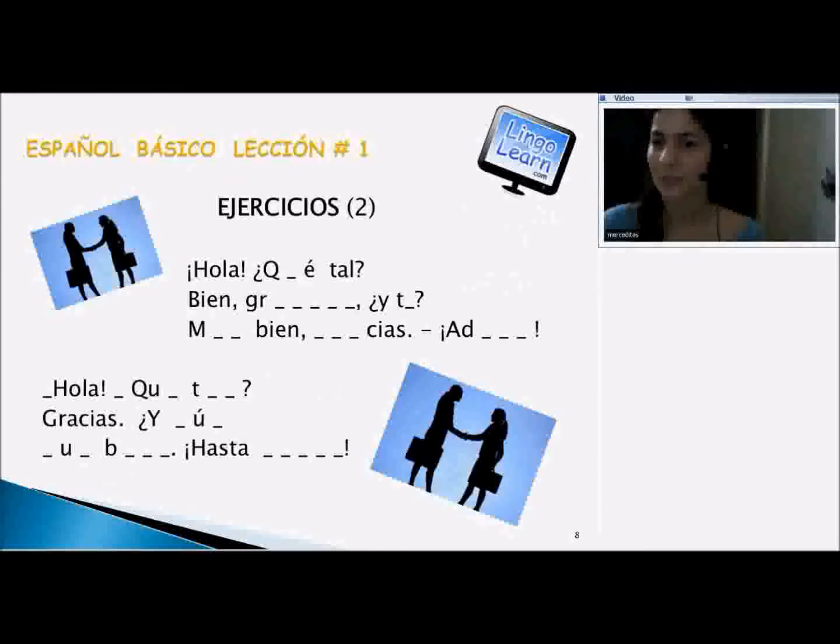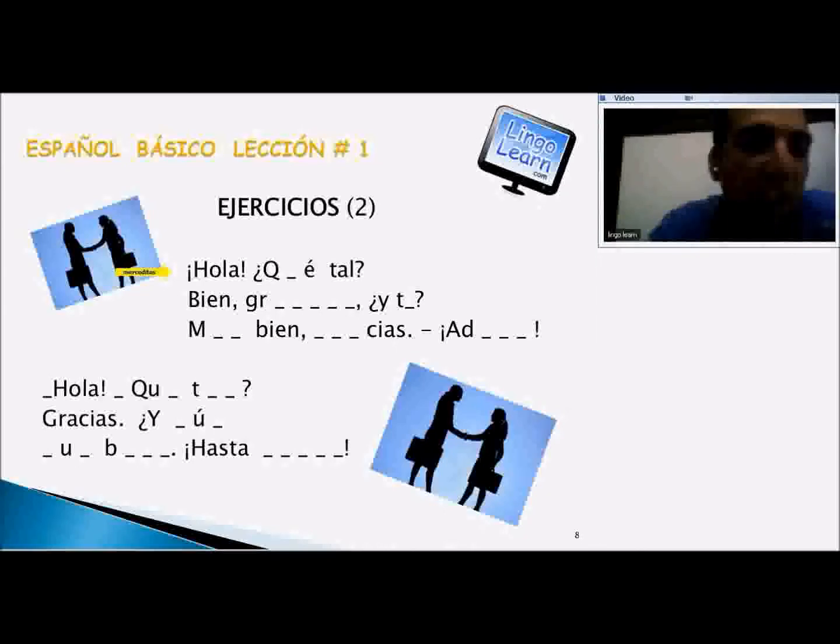So, let's finish with the greeting. Let's practice the intonation here, and you are going to complete the words. Okay. Hola, ¿qué tal? Bien. Gracias. ¿Y tú? Muy bien. Gracias. Adiós.